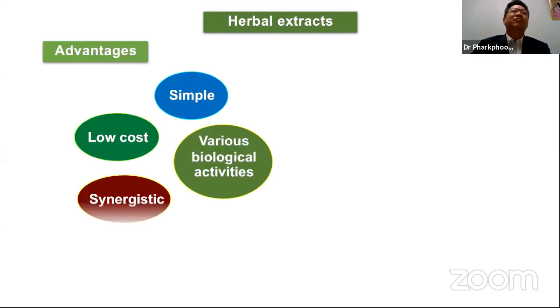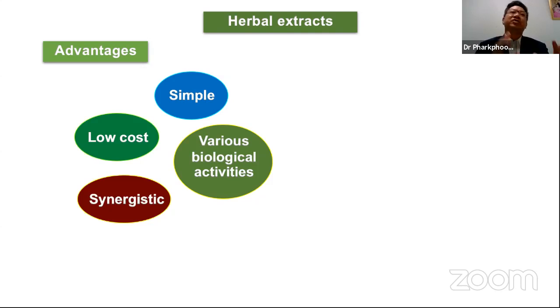We have to use the crude extract, or the extract from the medicinal plant. When you use the crude extract, it may have disadvantages and also advantages. First, I would like to mention the advantages of using the crude extract. The first advantage is the process of preparation.